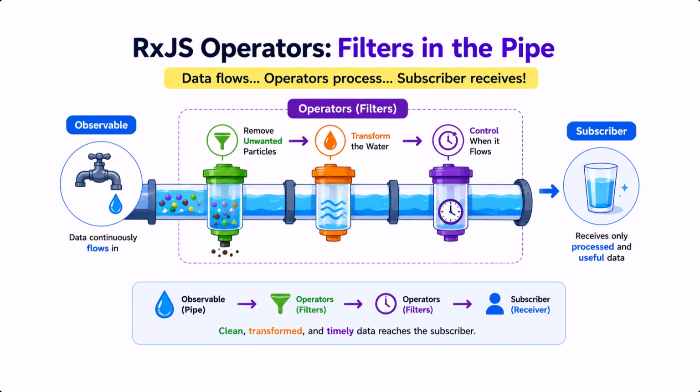Before we start learning operators, there is one important concept you need to understand first. That concept is pipe. You may remember that in the previous video, when we used debounceTime and throttleTime, we also used pipe. At that time, I didn't explain it because I wanted to keep the focus on observable creation. But before learning operators, it's important to understand what pipe does.